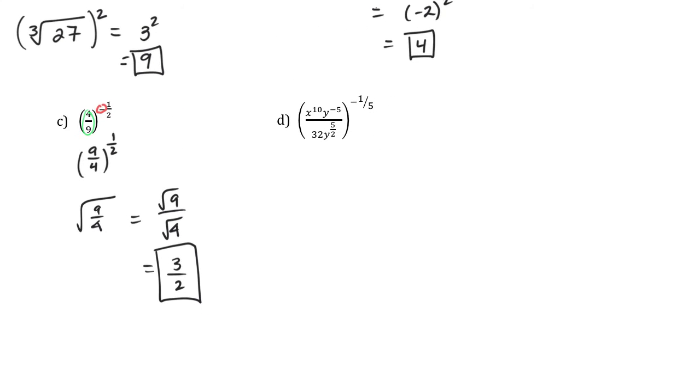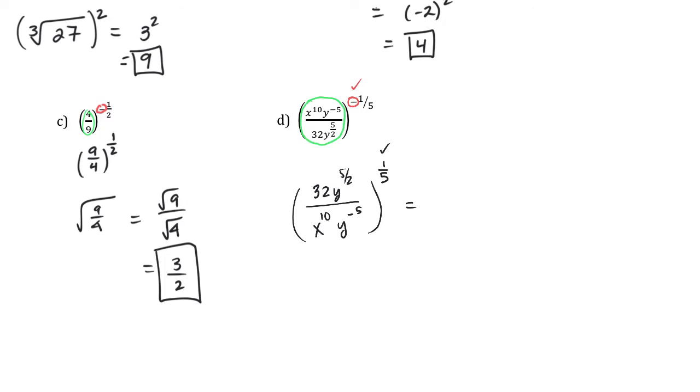All right, now on this next one, I've got negative exponents both in the base and also on the outer exponent. I'm just going to deal with the one on the base first. So I'm going to take the reciprocal of this base to the positive power. So 32y to the 5/2 goes up in the numerator now when I take the reciprocal, x to the 10th, y to the negative 5 goes in the denominator, and now I get to take that to the positive 1/5. Okay, so I dealt with my negative exponent, and now I'm going to work on taking everything to the 1/5 power.